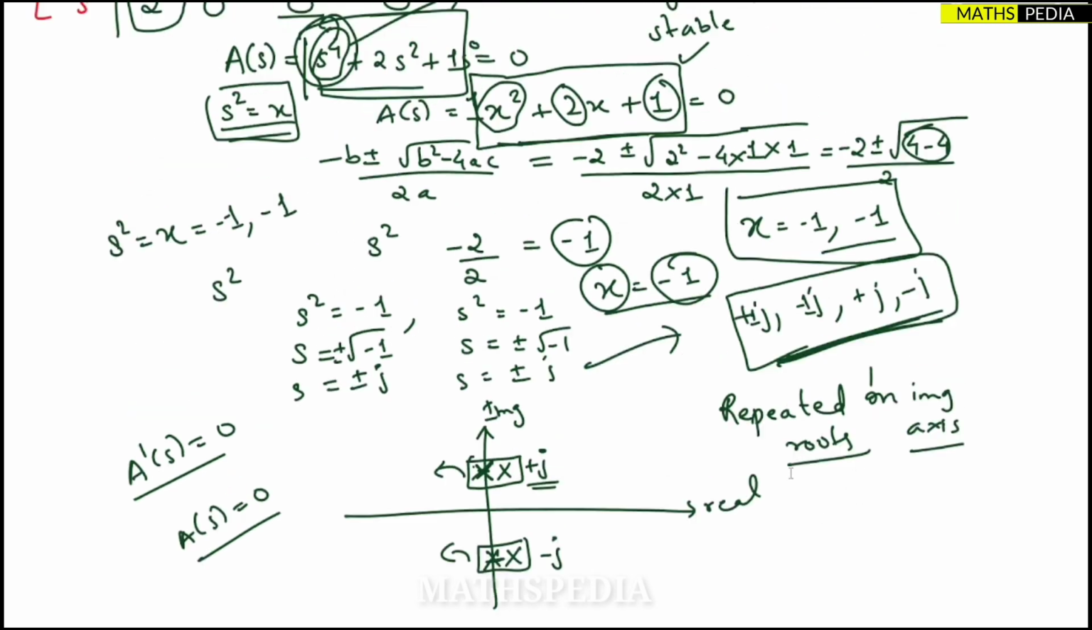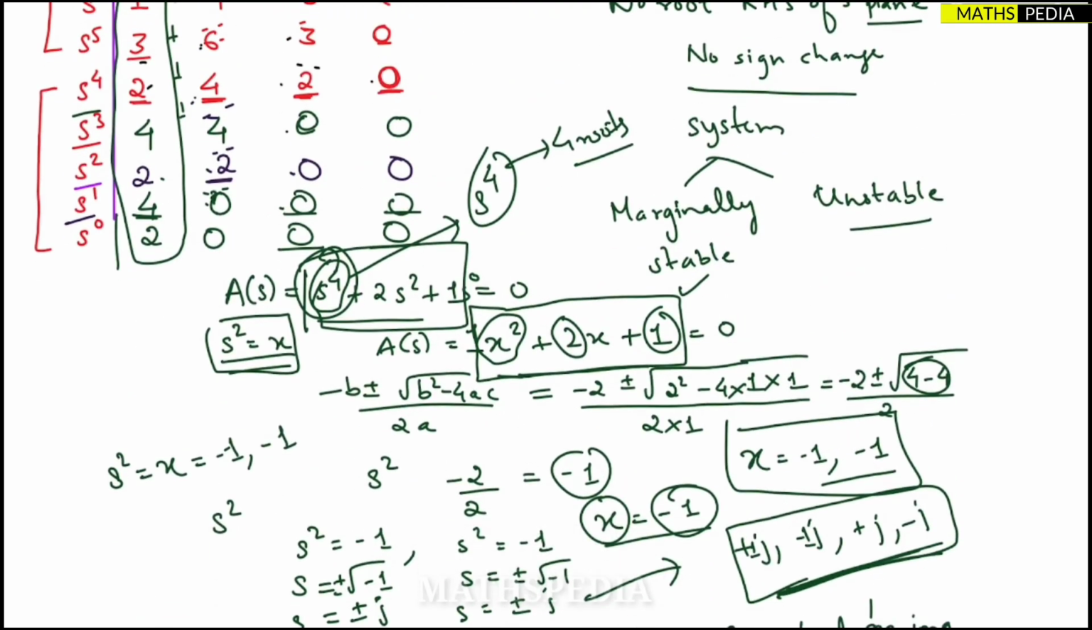So we had two options, right? The first option was either it will be marginally stable or unstable. Okay, so by solving the auxiliary equation we found the roots. What was the nature of the roots? The roots are repeated and situated on the imaginary axis, therefore the system is unstable. Always remember, imaginary repeated roots.